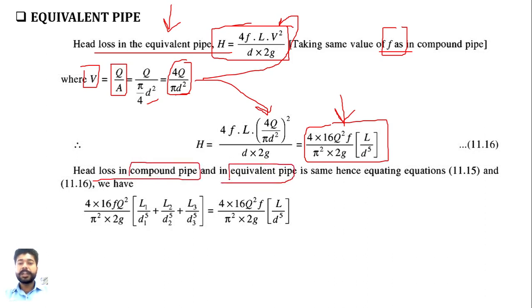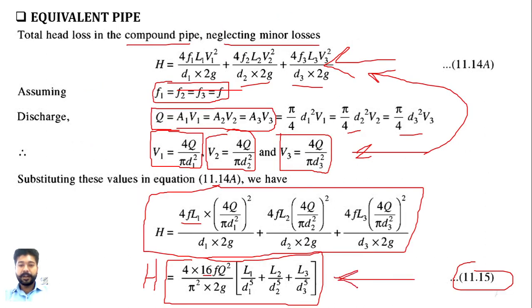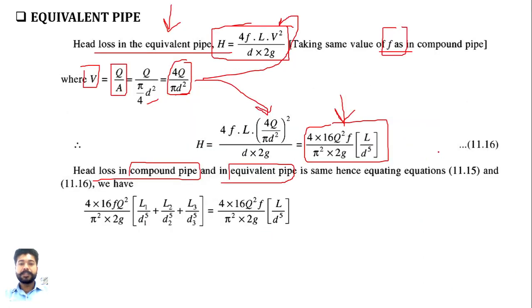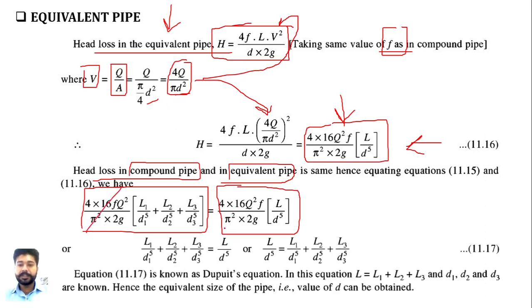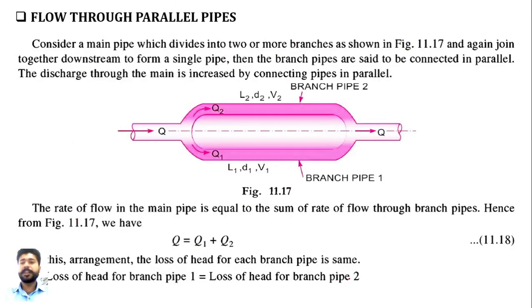As we compare these two equations, the head loss in a compound pipe as well as the head loss in our equivalent pipe, in a previous slide this was our head loss in a compound pipe, and this one is our head loss in an equivalent pipe. So you can compare both equations and cancel out the common values. Then the remaining terms are L1 divided by D1 raised to 5 equals L divided by D raised to 5. So we can say that this type of pipe is the same but the length differs somewhat like this. So this pipe is known as an equivalent pipe.